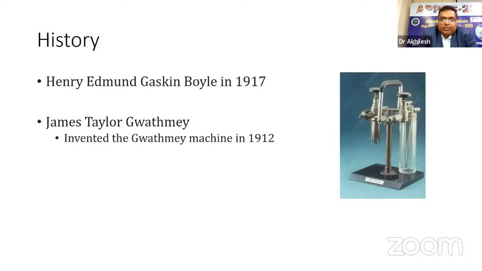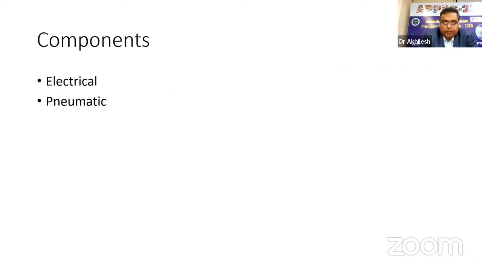So coming on to the history of anesthesia machine, it was invented by Henry Edmund Gaskin Boyle in 1917. That's why the name Boyle machine came. And what actually he did is that he had modified the Gotherme machine. And it was Gotherme who had invented the Gotherme machine in 1912. But sadly, he's not known much and people talk about H.E.G. Boyle. But yes, the basic template of the machine which we use is Boyle's machine.